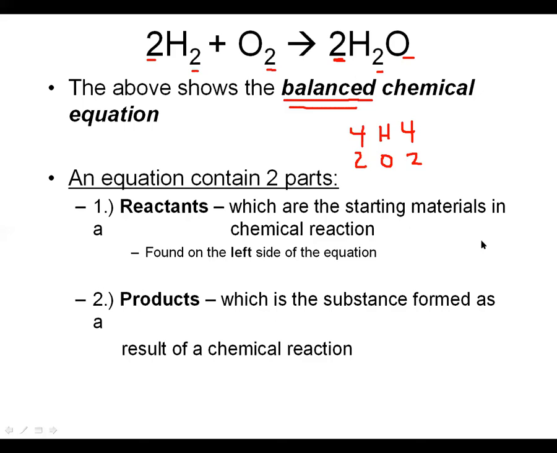On the left-hand side of the arrow, that is what is known as the reactants in a chemical reaction. So on the left-hand side, we have our reactants. That would be over here, these guys. These are our reactants.